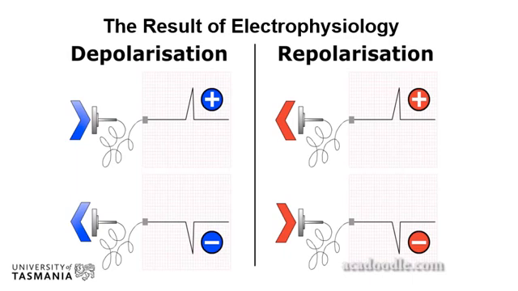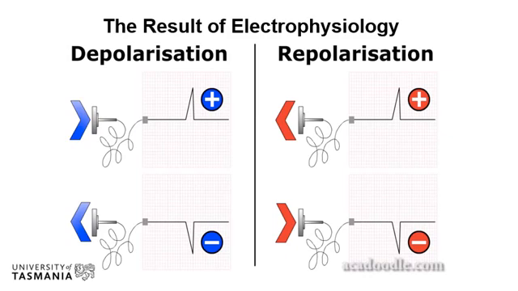So this diagram shows a few different things. It shows that for any electrode, a depolarizing current flowing towards that electrode will cause a positive deflection, and a depolarizing current flowing away from the electrode will result in a negative deflection on the ECG tracing. The opposite is true for repolarizing current. So repolarizing current flowing toward the electrode will result in a negative deflection. Repolarizing current flowing away from an electrode will result in a positive deflection.